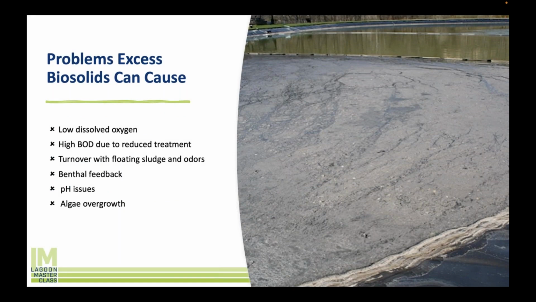So what are the problems when you have too much biosolids? I'm going to talk about each one of these, what the mechanism that drives this problem is and exactly how it affects you. You get low DO, high BOD due to reduced treatment, turnover that can happen in the lagoon, which can manifest itself in floating sludge, as you can see from this picture here, which is lovely, by the way, if you've ever been on a lagoon with floating sludge on it. Benthol feedback, pH issues, and algae overgrowth.